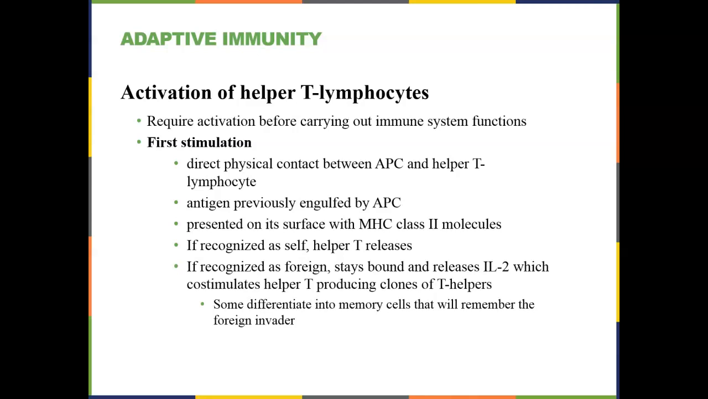And so here we're looking at helper T cells. Helper T cells bind to antigen presenting cells that have their MHC class 2 molecules on the surface. Once they bind, that binding is the first stimulation. Then the T cell is going to release chemicals. These interleukins are going to co-stimulate the helper T cells, and this co-stimulation allows the helper T cells to produce clones of themselves. So now they have more helper T cells and memory helper T cells that will remember the foreign invader.